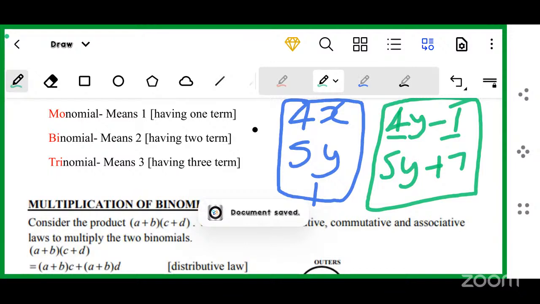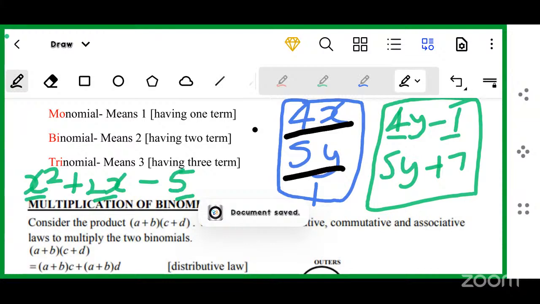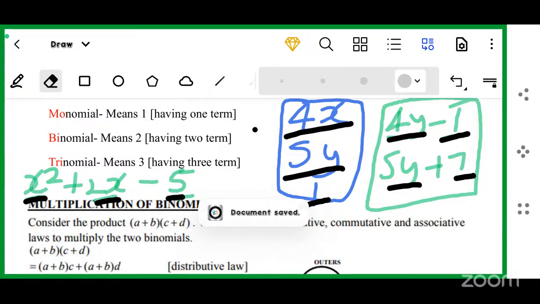Perfect. So for a trinomial, it's something like, let's say, x squared plus 2x minus 5. Now it has 1, 2, 3 terms. So monomial has one term, binomial has two terms, and the third one is trinomial with 1, 2, 3. So let me just give you two things to see if you understand.